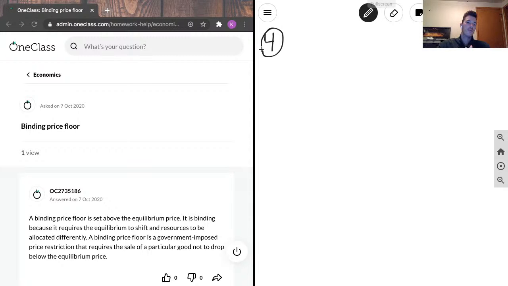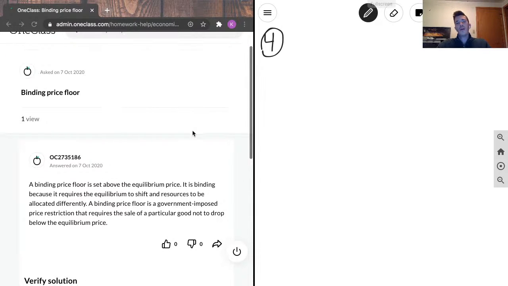Binding price floor. And what our junior tutor has written. Binding price floor isn't exactly a question, but what our junior tutor has written is that a binding price floor is set above the equilibrium price. It is binding because it requires the equilibrium to shift and resources to be allocated differently. The binding price floor is a government-imposed price restriction that requires the sale of a particular good not to drop below the equilibrium price. So I will draw price floor and a price ceiling for us.